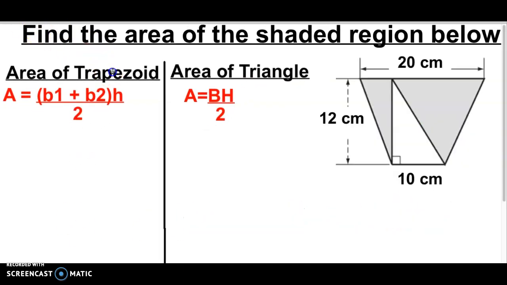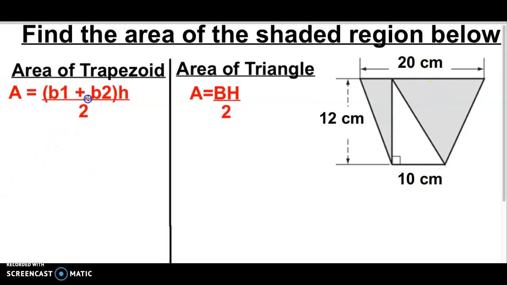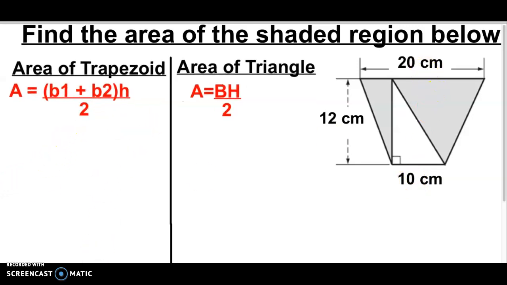Let's try this one. Here's a trapezoid with a triangle missing. So the shaded region is the area of the trapezoid minus the area of the triangle. Both the trapezoid and the triangle have a height of 12. The base of the triangle is 10, and the bases of the trapezoid are 10 and 20. Please fill in this chart, find the areas, and then subtract them.